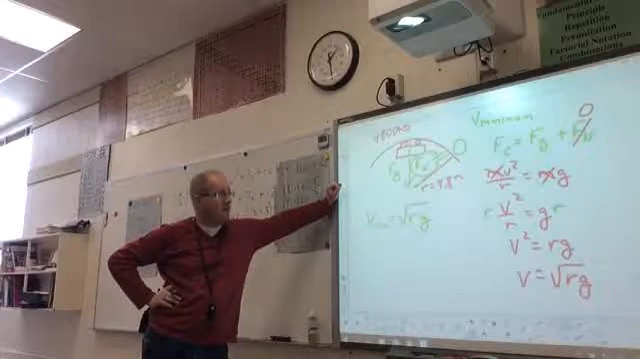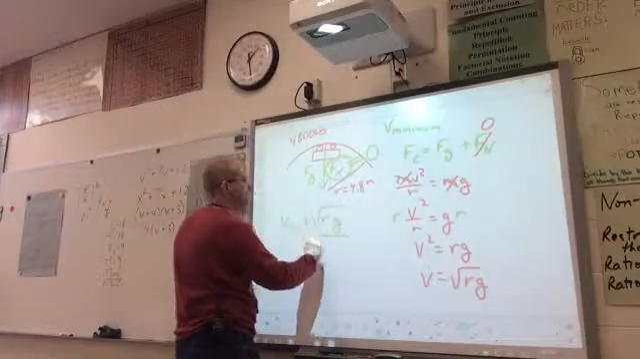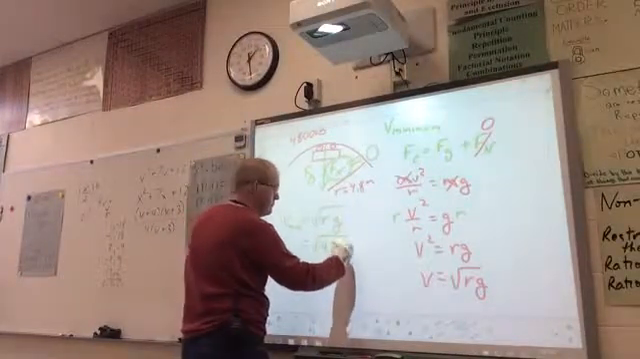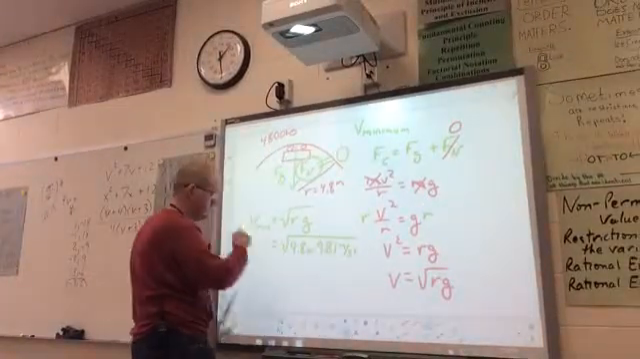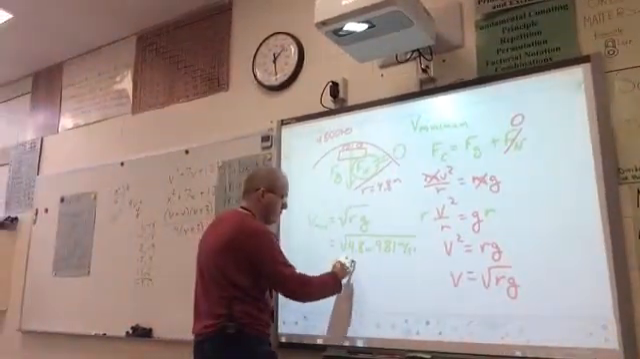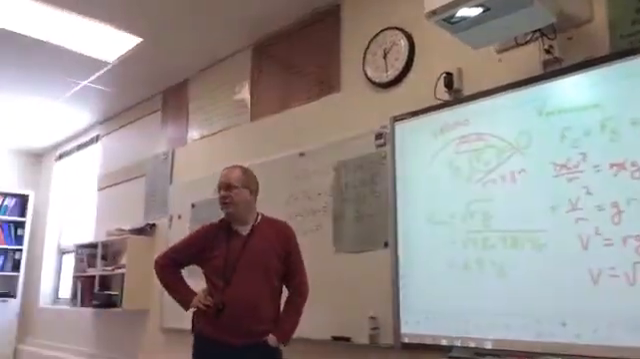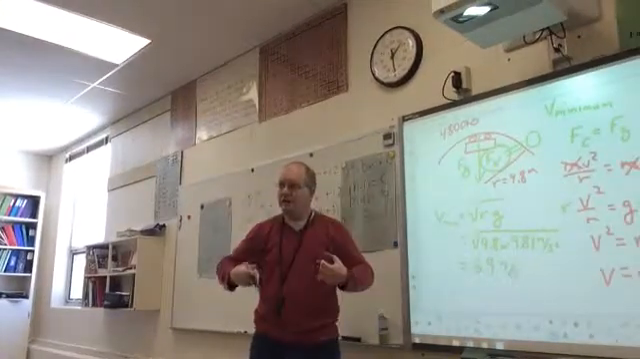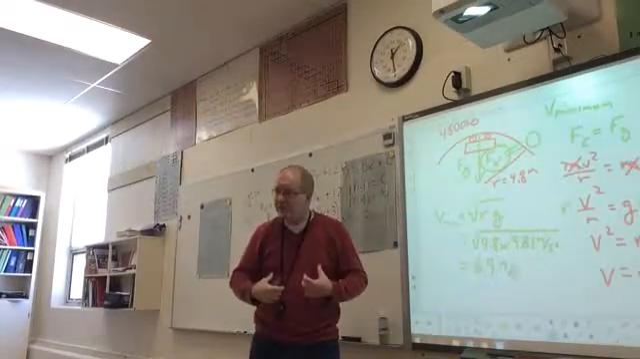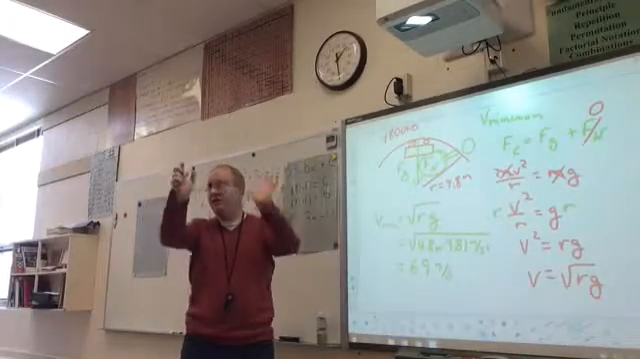So what's the minimum velocity here? 6.9. So as long as you make 6.9 meters a second, you're not going to fall. If you're slower than that, you fall out of the chair, which is why you have those strap things. And that's why this is designed to go faster than 6.9, so you're pushed into the seat.